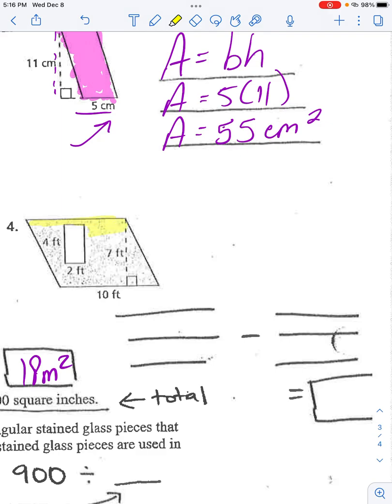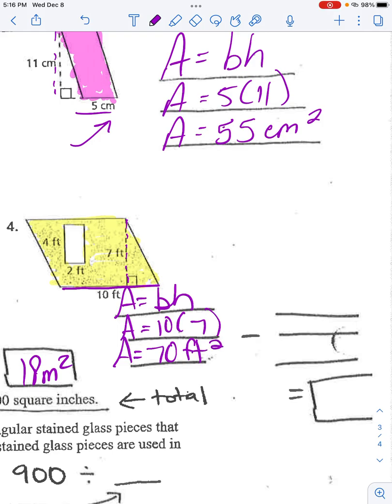Okay, we are doing the area of the shaded region. So there is a rectangle inside that is not shaded. So we're first going to find the area of the entire parallelogram. You should have used 10 for your base, and this straight vertical dotted line, 7 for your height. So that gives you 70 feet squared. Did you label yours?